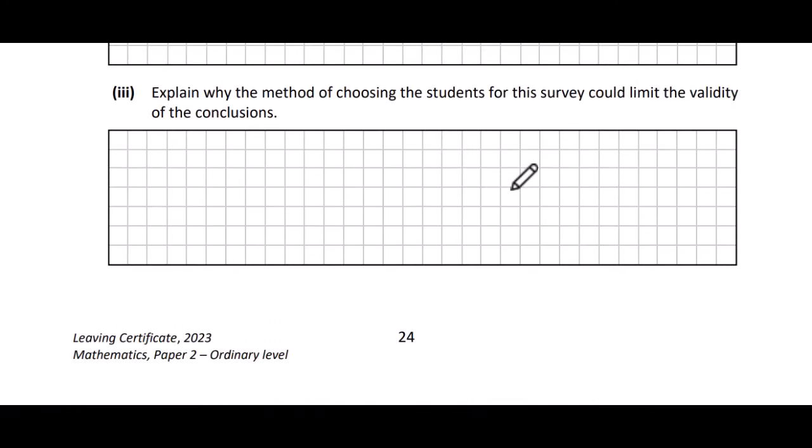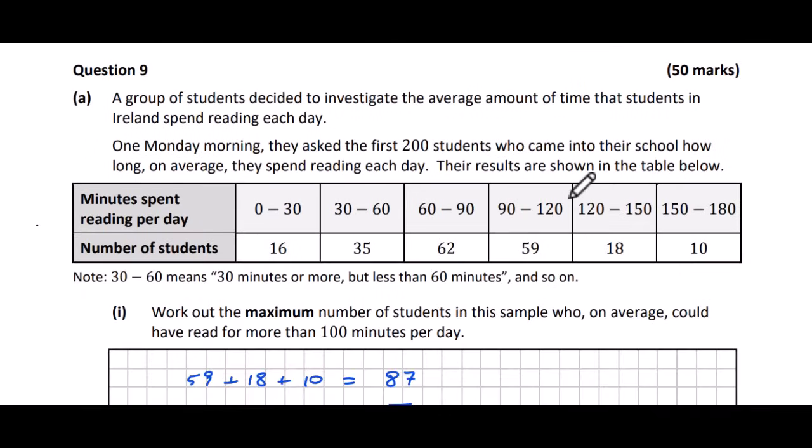So let's move on to the next one. Explain why the method of choosing the students in this survey could limit the validity of the conclusions. Okay, so the group of students decided to investigate the average amount of time the students in Ireland spend reading each day. So one morning they asked the first 200 students who came into their school how long on average they spent. So they're only looking at the number of students in their school. And the purpose of this whole investigation is to find out the amount of time students in Ireland spend each day. So the sample is very small and it's confined to one school.